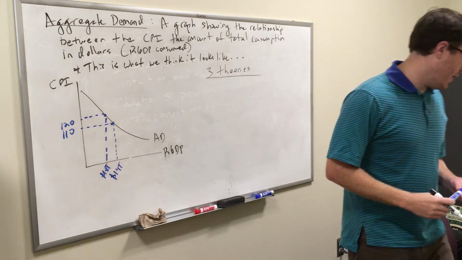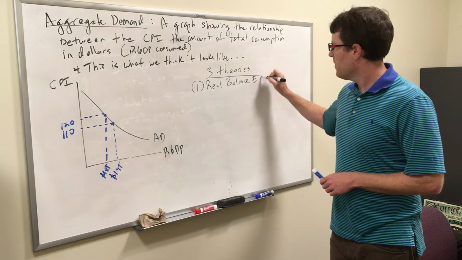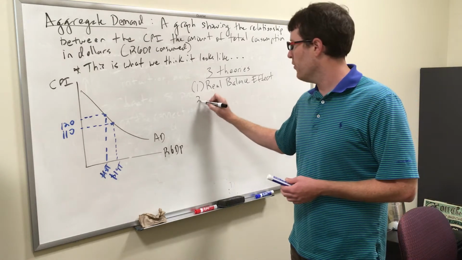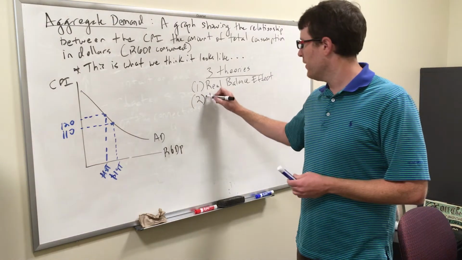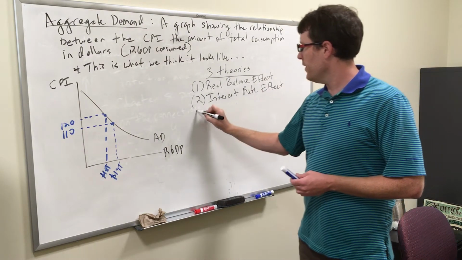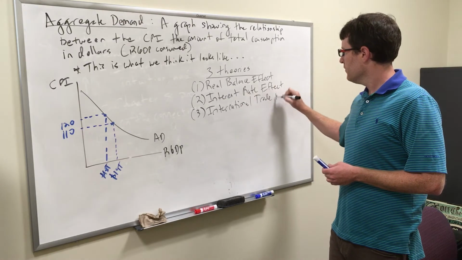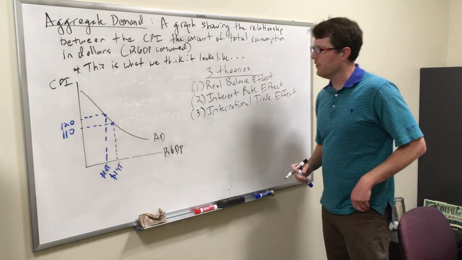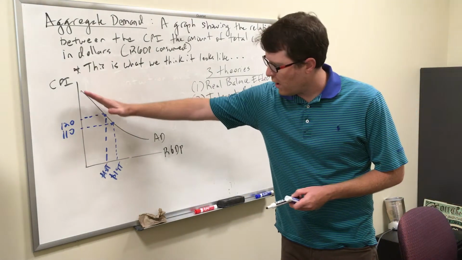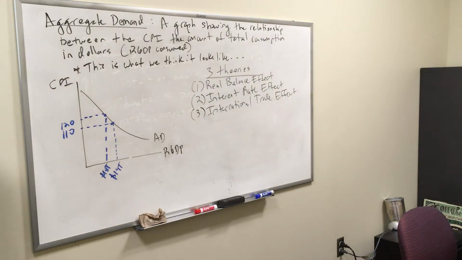So 3 theories, I'm pulling these straight out of the book. One is the real balance effect. All right, which is not the best name. I don't know where they got these names from. So the real balance effect is just what one of these is called. We're about to go over that. The second one they have listed in the book is the interest rate effect. And the third is the international trade effect. Okay, so that's the 3 theories that we are going to cover for aggregate demand. So we need to try to figure out why is there this inverse relationship between CPI and the amount of total consumption. And that's what we're going to take a look at now.